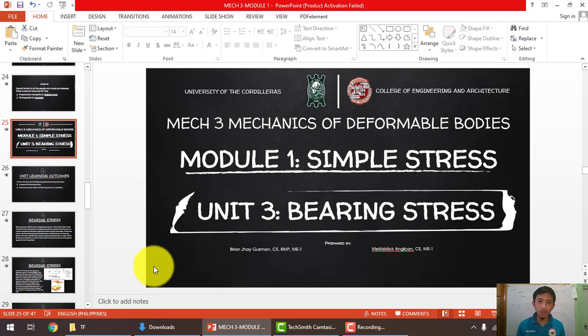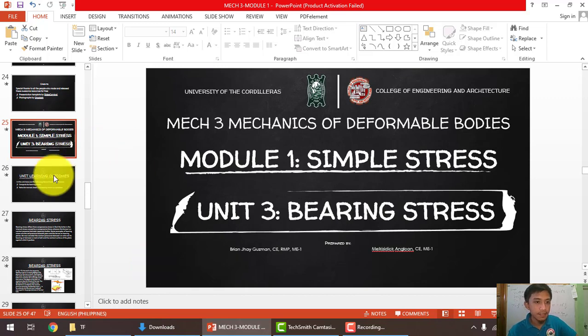Welcome back to Module 1, Simple Stress. Okay, so we will proceed with Unit 3. In Unit 1, we discussed normal stress. In Unit 2, we discussed shear stress. And now we will proceed to Module 1, Unit 3, which is bearing stress.